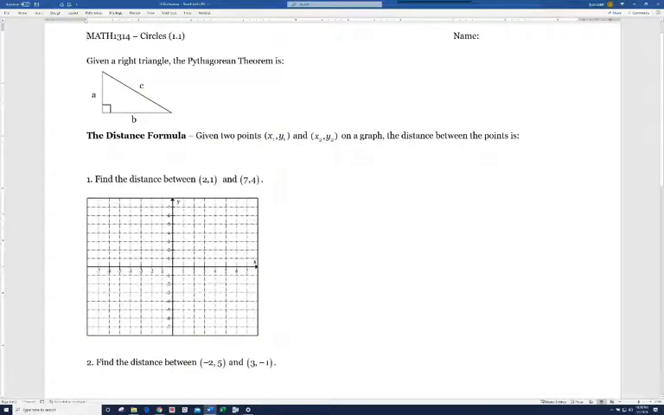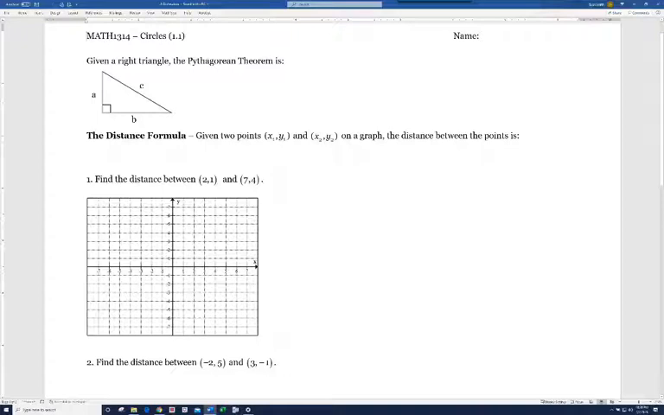In this video, we're going to be discussing circles. And in fact, before we get into circles, we need to talk about the Pythagorean Theorem, our good old friend from geometry. And we need to also review the distance formula. So let's go ahead and get started.